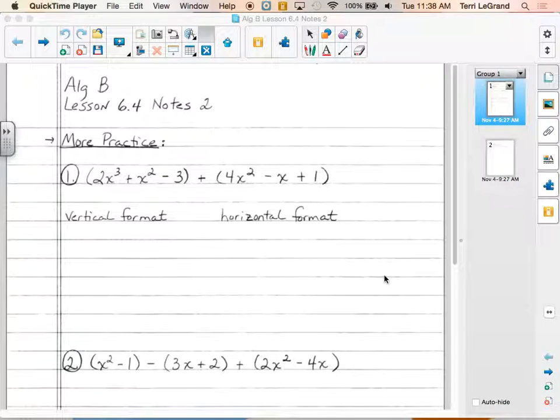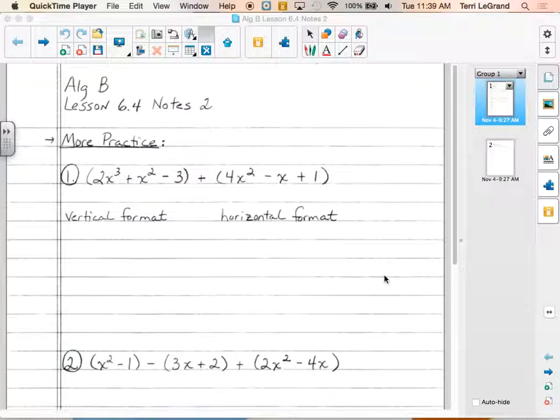L.6.4, where we're adding and subtracting polynomials. We're going to use the same steps we did yesterday. We're going to realize that polynomials are shown in parentheses. We're going to change any subtraction within those parentheses, within the polynomials themselves, to add the opposite. If it's an addition of polynomials, we get to just ditch the parentheses after that. If it's not addition, we're going to change the subtraction to add the opposite, and we'll be able to get rid of parentheses that way.